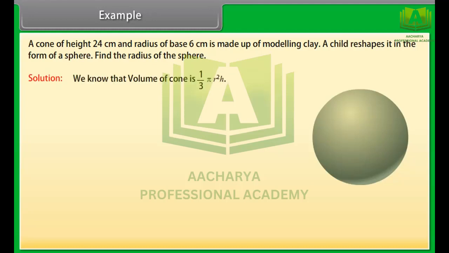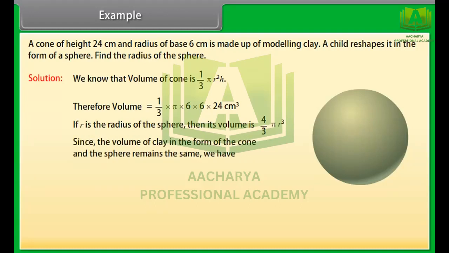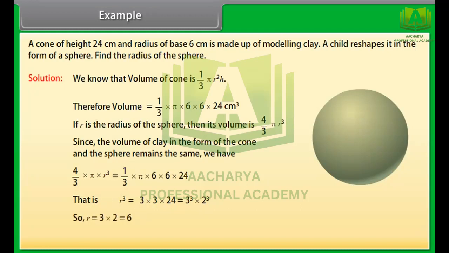Solution. We know that volume of cone is 1 by 3 pi r square H, which is equal to 1 by 3 into pi into 6 into 6 into 24 centimeter cube. If r is the radius of the sphere, then its volume is 4 upon 3 pi r cube. Since the volume of clay in the form of cone and the sphere remains the same, we have the two volumes equal. So r cube is equal to 3 into 2, and r is equal to 6. Therefore, the radius of the sphere is 6 centimeter.